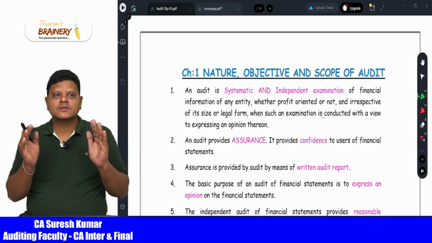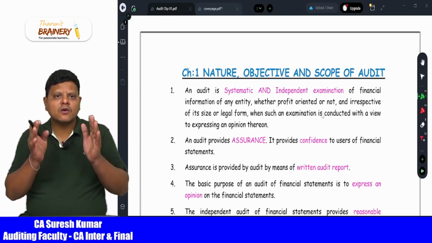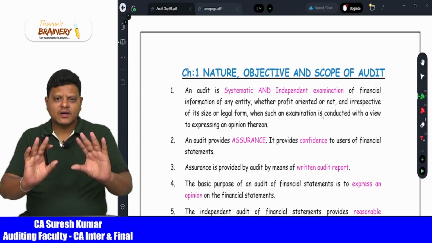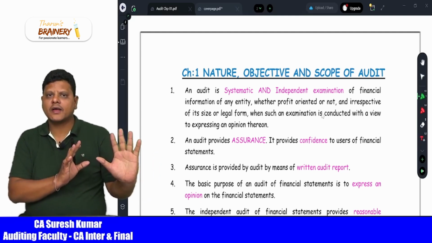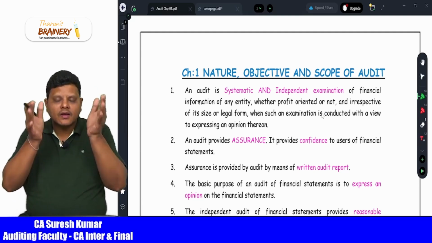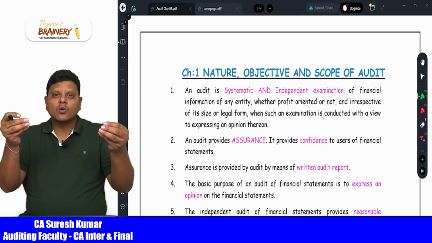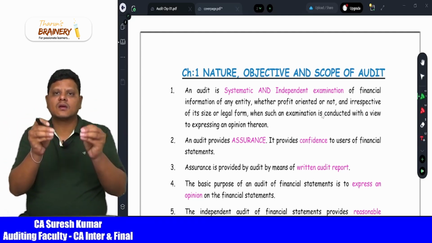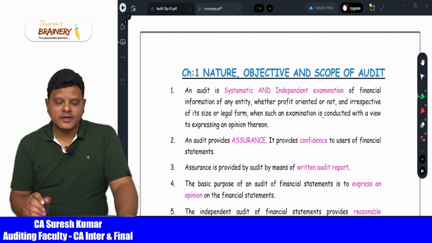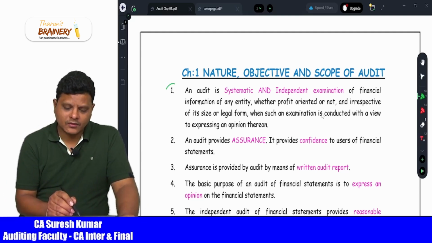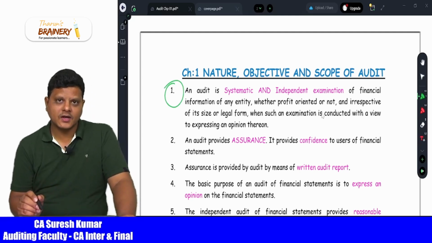Our main focus is just before the examinations: how we can quickly remember the points, and when any question is given in the examination, how to capture the particular point and link the given question for understanding. Now, as far as chapter number 1 is concerned, let us understand the definition of auditing.